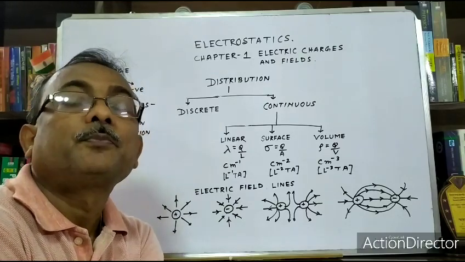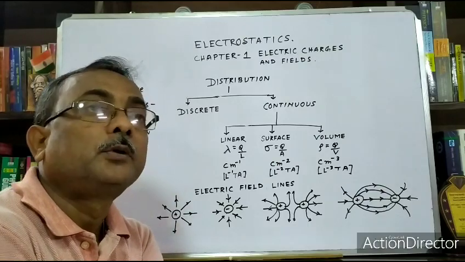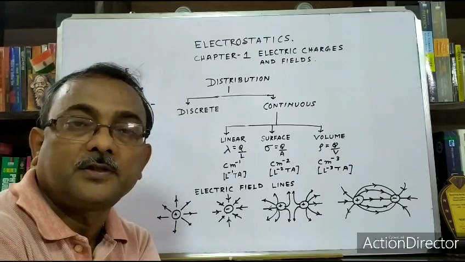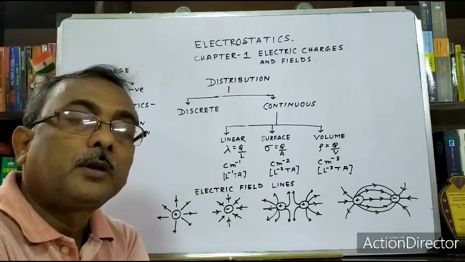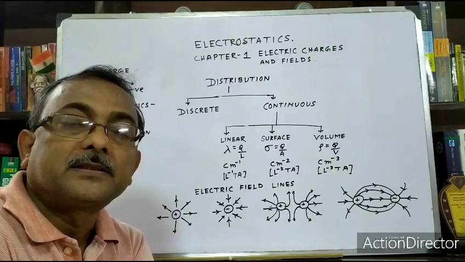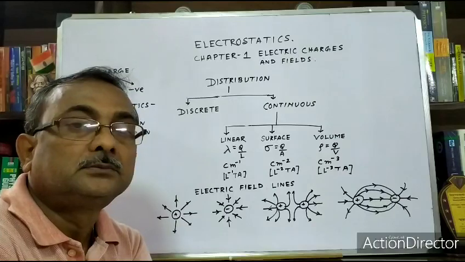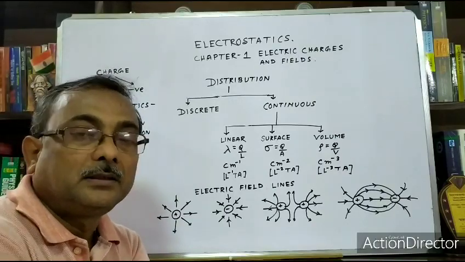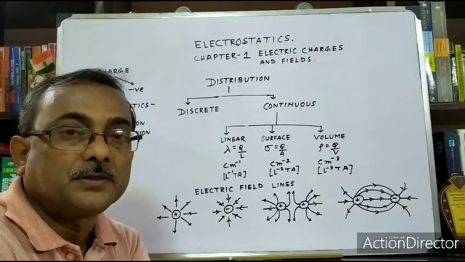Good evening, students. Today I am here with you to discuss the first chapter of class 12 physics, that is electrostatics. This electrostatics chapter consists of two units. One is electric charge and electric field, and the other is electric potential and capacitance.